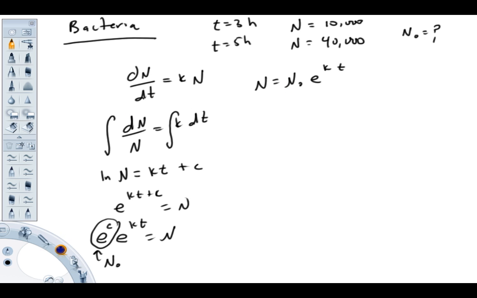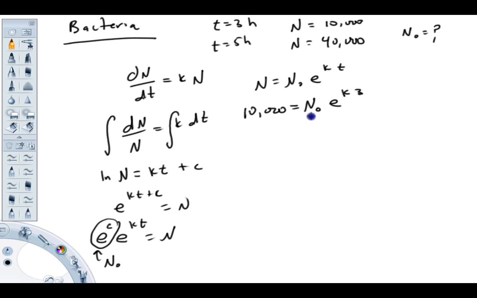However, we still have to determine the constants n sub o and probably k. We may be able to get the n sub o without the k, I don't know, but to get these constants we're going to look at our initial conditions. At t equals 3 hours, the number of bacteria is 10,000. So that'll allow us to write an equation here: 10,000 equals n sub o, e to a constant times t, t being 3 hours. I'll just leave the units off.